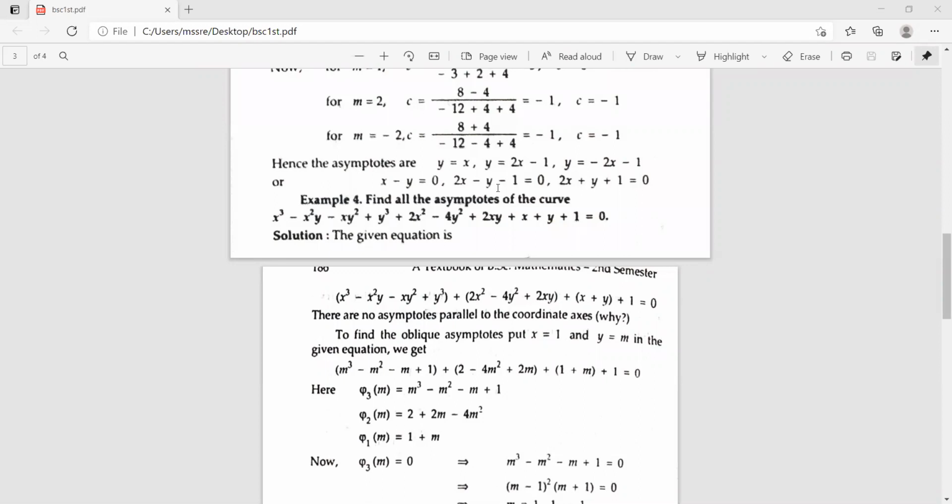What is the procedure? Put x equals 1 and y equals m in the above given equation. When you substitute x equals 1 and y equals m, you will get first term m cube minus m square minus m plus 1, and second term 2 minus 4m square plus 2m, and in the third term you will get 1 plus m plus 1 equal to 0.